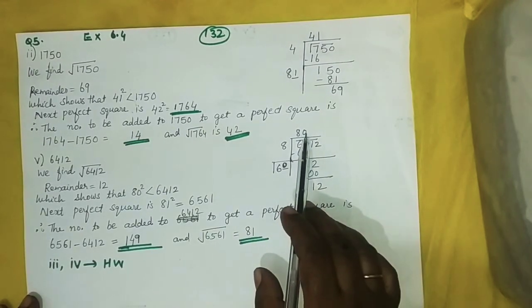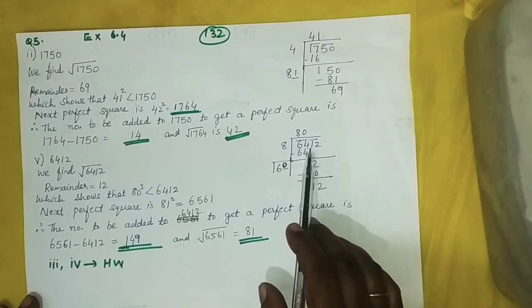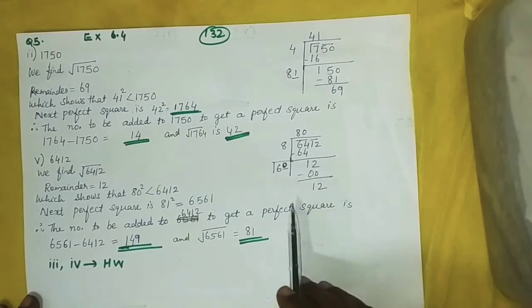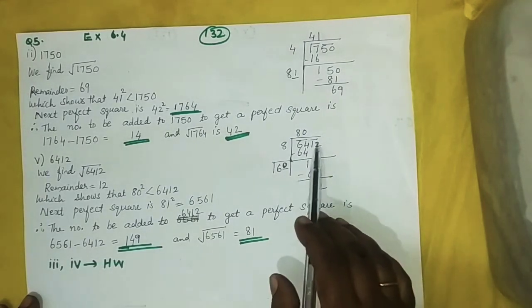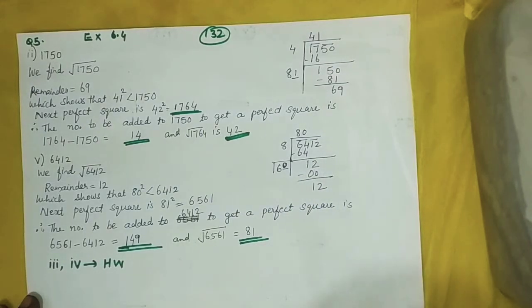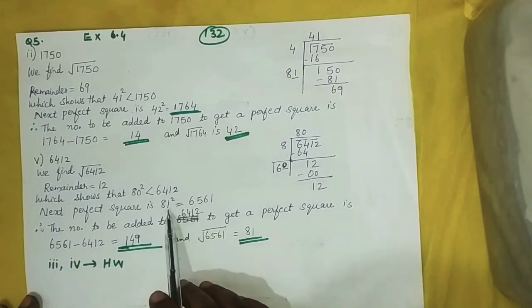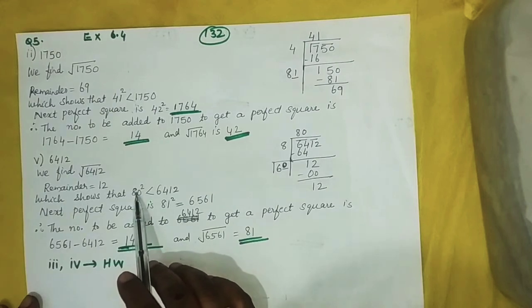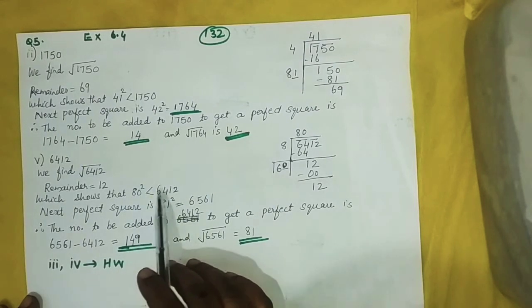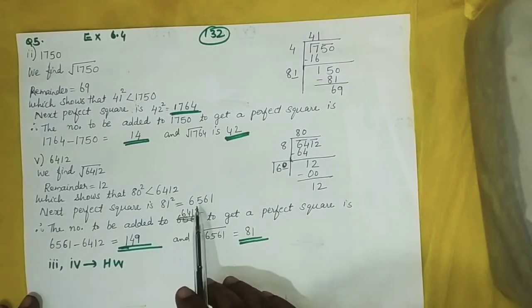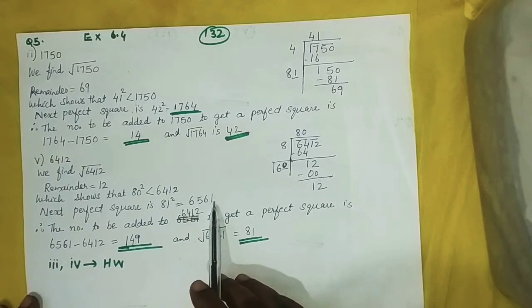So what have we seen? 80 square is less than 6412. So we need some number to be added to this number so as to get a perfect square. Okay, so the next perfect square is 81 square, because the present one is 80 square, which is less than the given number. So 81 square, that is 6561. Okay, when we multiply 81 two times, we will get this number.